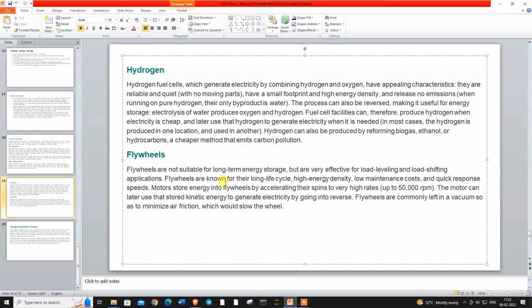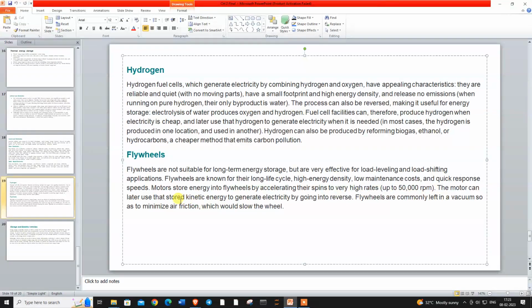Okay, but there are also advantages of flywheels. It has a long life cycle, high energy density, low maintenance cost and quick response. As soon as you start, it can produce the energy, so it has quick response speeds. Now motors which are storing the energy in flywheels are running up to 50,000 rpm, which is of very high cost.